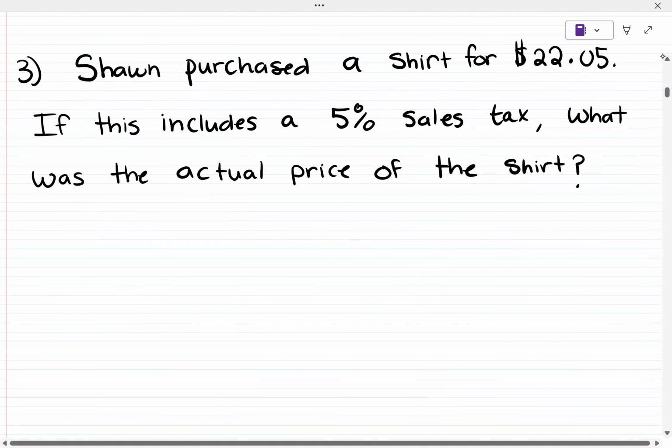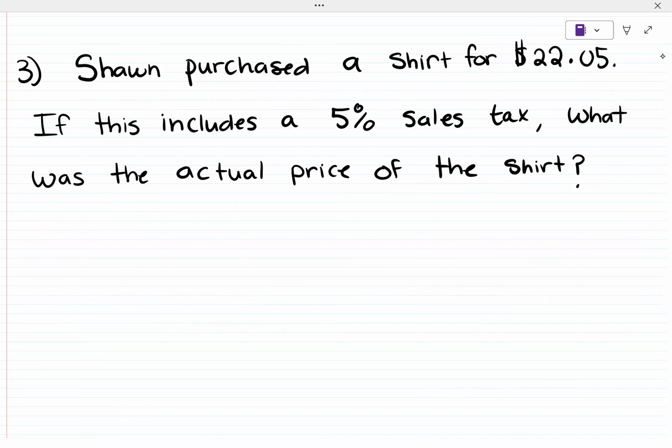Okay, question 3 says Sean purchased a shirt for $22.05. If this includes a 5% sales tax, what is the actual price of the shirt? So you got to ask yourself, is this going to be larger? They're asking you what was the actual price of the shirt before the sales tax. So do you think this is going to be more than 22.05 or less than 22.05? It's going to be less than 22.05, right? Because this includes a 5% sales tax. So it's the cost before the sales tax.